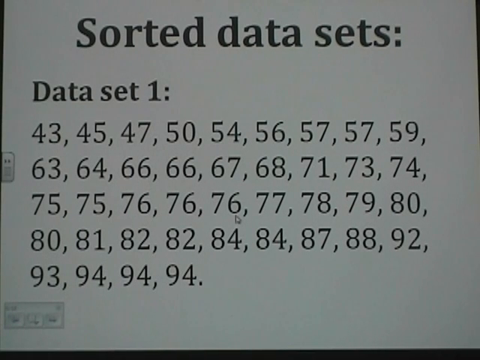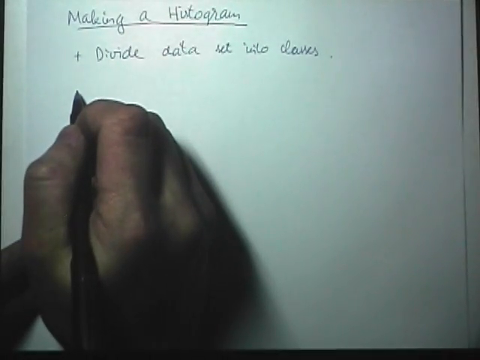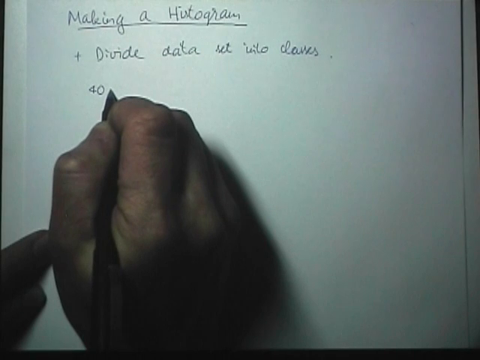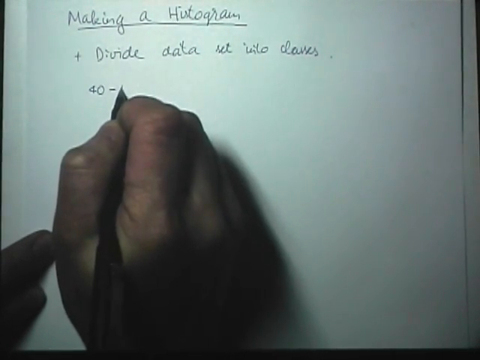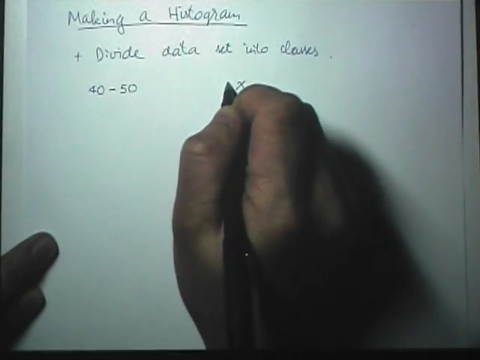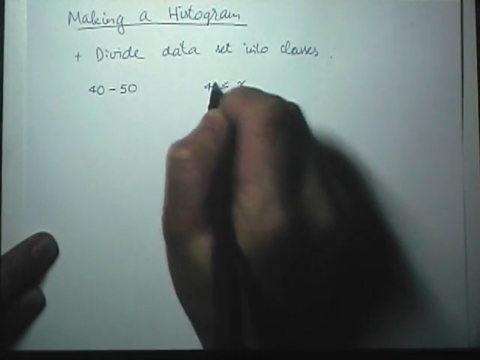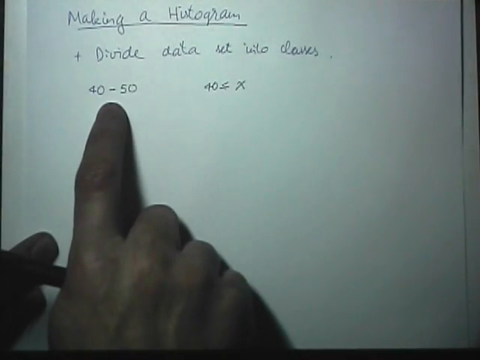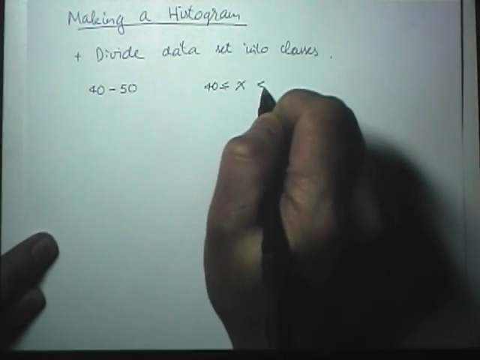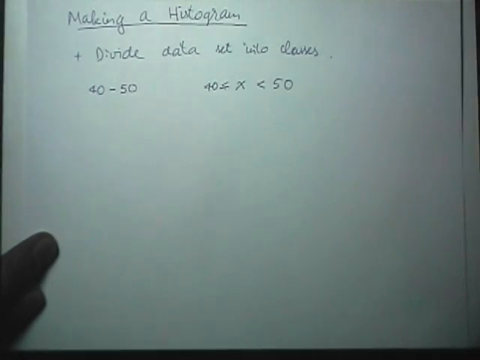Now let me switch back to my notes. In dividing your data set into classes, I can make the first class any data values between 40 and 50. The convention here is that I want x to be greater than or equal to 40. Basically, a data value falling into this class must be at least 40 or higher, but it must be strictly less than 50. Are you seeing what I mean now?